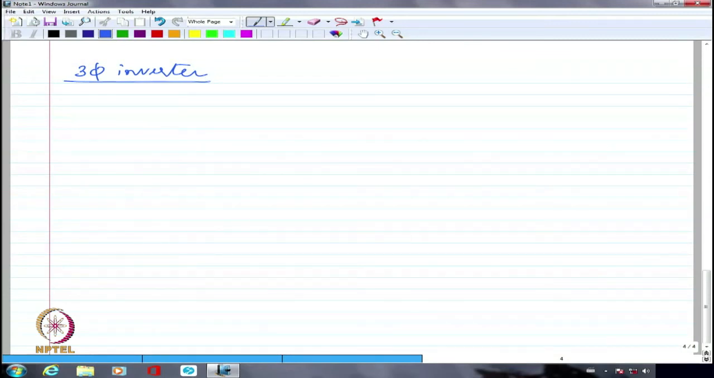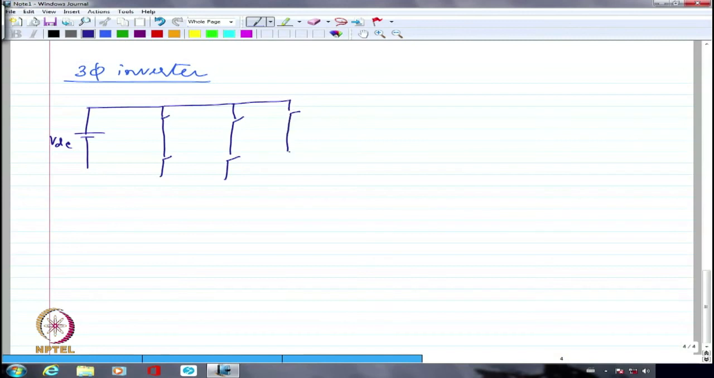So 3-phase inverters normally are actually constructed in half-bridge fashion. That is, I will not have 4 devices. Instead, I will have only 2 devices for every phase. So typically, I'm going to have something like this. This is my VDC. So I'm going to have one switch, another switch. This is belonging to A phase. I'm going to have one more switch and one more switch. This belongs to B phase. Then the third leg, which belongs to C phase.